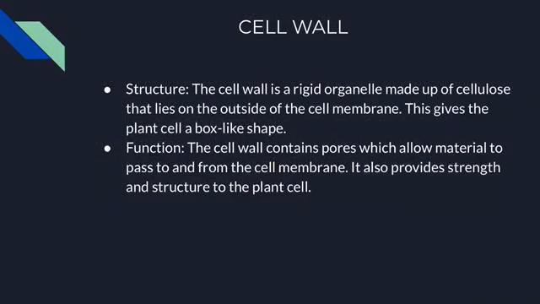Another organelle in the plant cell is the cell wall. The structure of this is a rigid organelle made up of cellulose that lies on the outside of the cell membrane. This gives the plant cell a box-like shape. The cell wall contains pores which allow material to pass to and from the cell membrane. It also provides strength and structure to the plant cell.